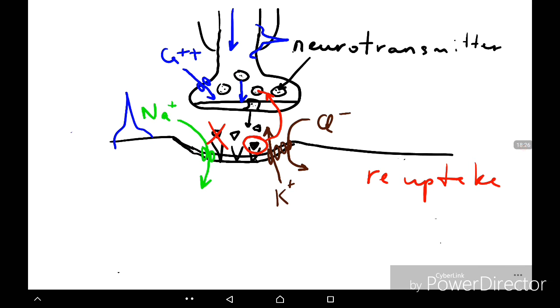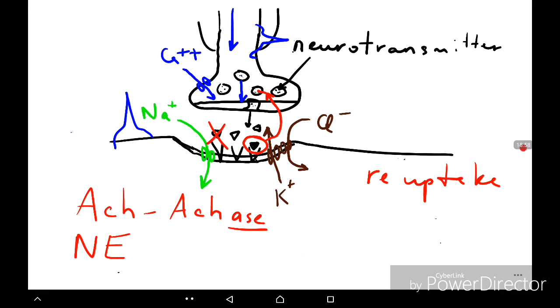Second, the neurotransmitter may be broken down in the synaptic cleft, inactivated by certain enzymes. For example, acetylcholine is broken down by acetylcholine esterase. This is the special enzyme, acetylcholine esterase, enzyme that breaks down acetylcholine.